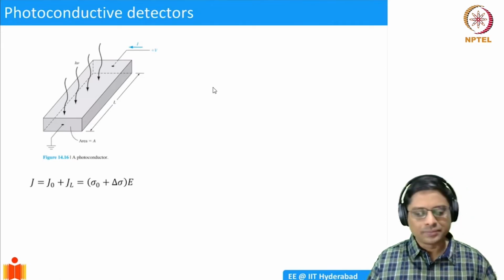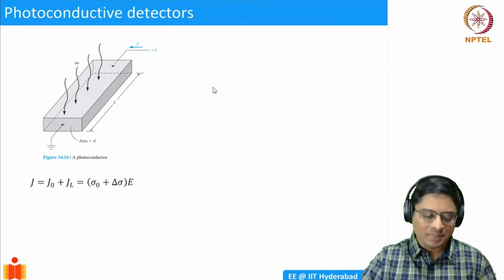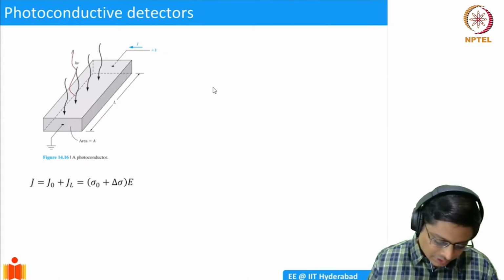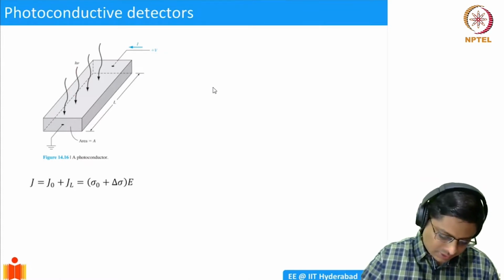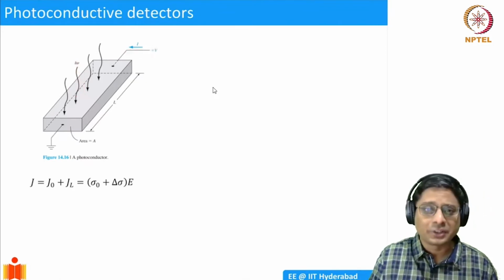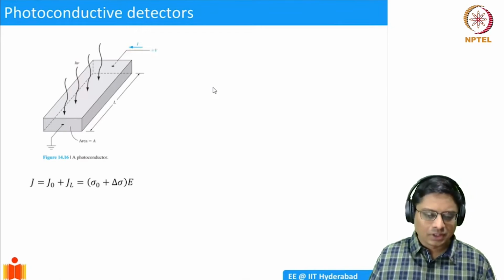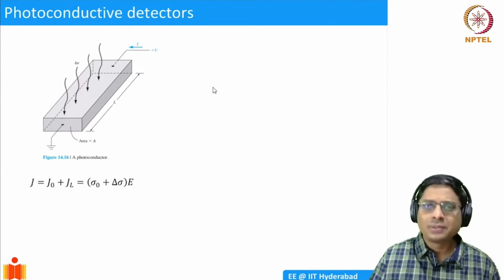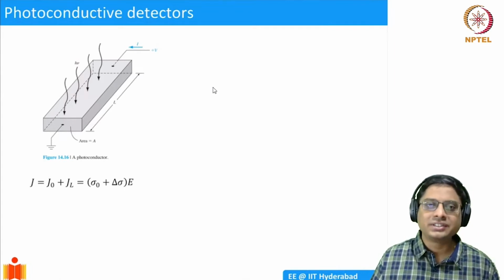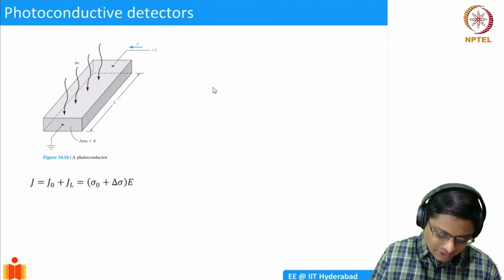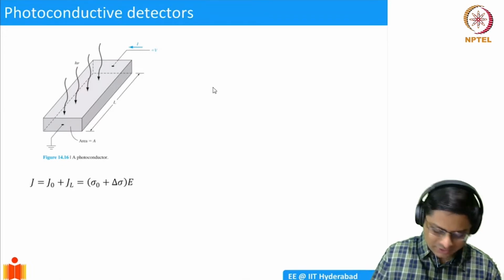So for example, here I'm showing an image of a semiconductor, and there is some light incident on it, and we are applying a certain voltage to the semiconductor. So this is a bar of semiconductor of area A and length L. Okay, so if you apply a voltage, there will be some current. We have already seen this. This is the drift current that flows in the semiconductor. So the drift current, I can write it as sigma times E, which is Ohm's law.